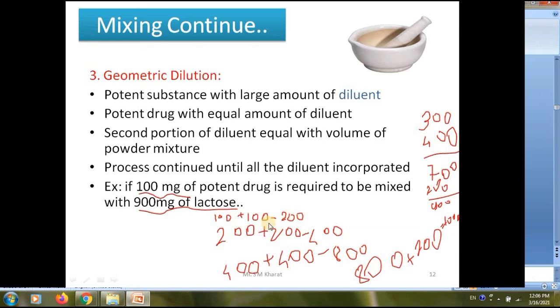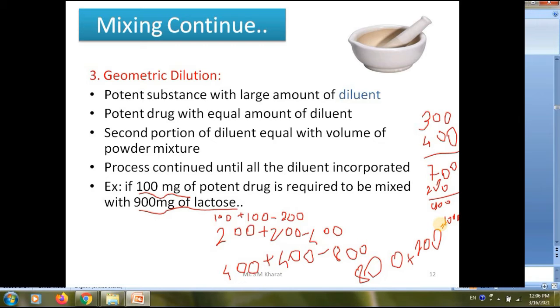Then in the second stage I will take the triturated 200 mg plus an equal amount of diluent, that is lactose. So 200 plus 200 becomes 400. Then in the third stage I will add 400 of triturated powder plus 400 of lactose, and it becomes 800 mg. Then I will add the remaining diluent, lactose, 800 plus 200 mg, and it becomes a total of 1 gram of powder, in which 100 mg is your potent drug and 900 mg is lactose.